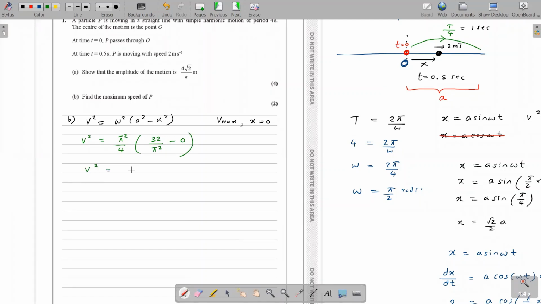So v squared equals pi squared over 4 into 32 over pi squared. The pi squared will cancel out. And then we get v squared equals 32 divided by 4. How much does that give? That's 8, right? So v equals root of 8. That's 2 root 2, 2 root 2 meters per second. Is this clear?